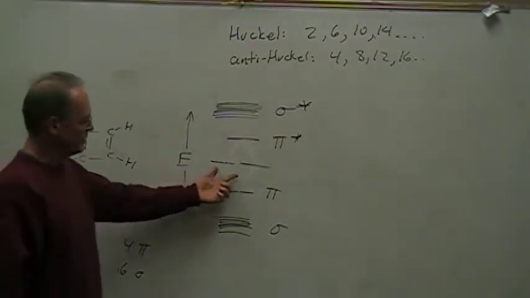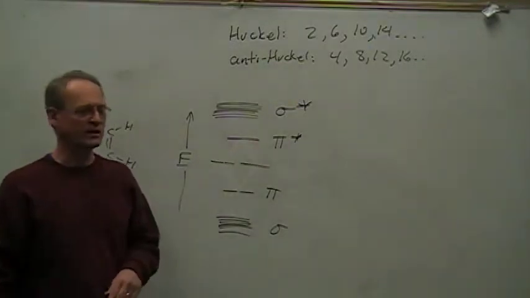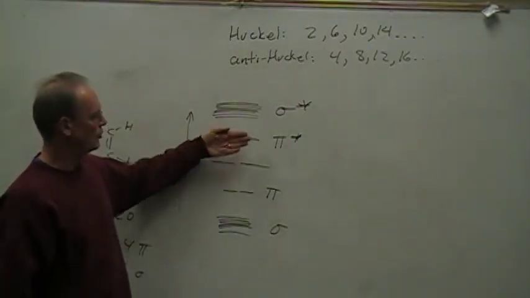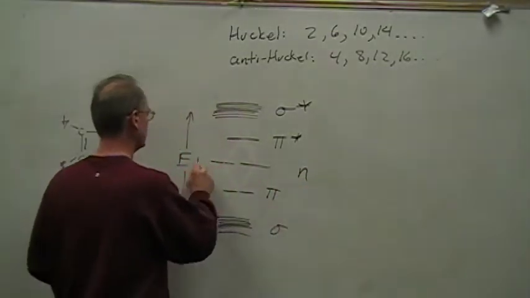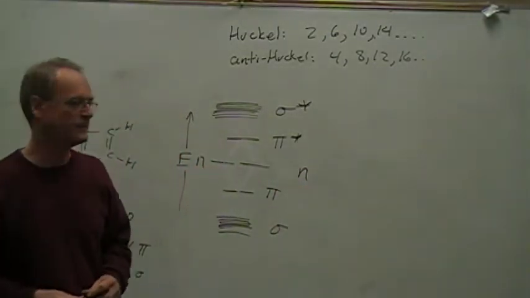Okay, well, what about these 2? I didn't label them as pi or pi star. It turns out that they're right in the middle. They're neither bonding nor anti-bonding. They are going to be referred to as N molecular orbitals, N standing for non-bonding. Okay.